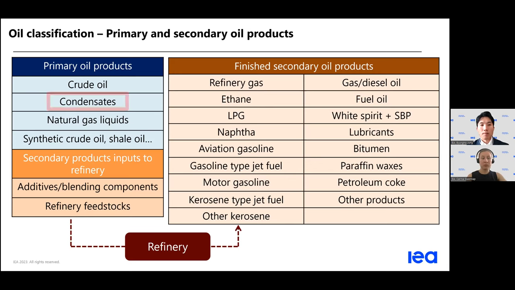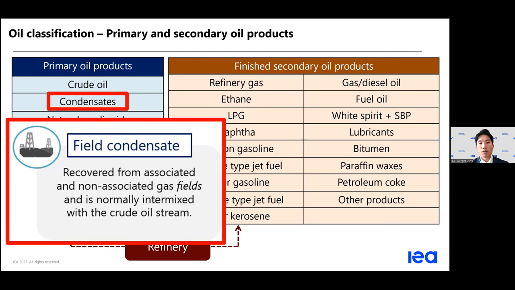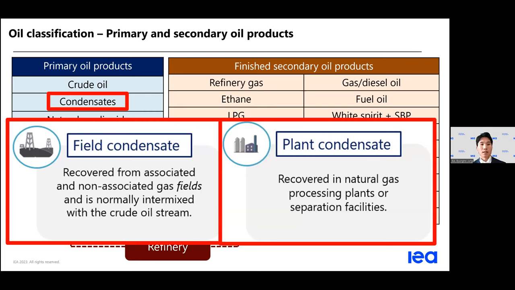Here, I just want to touch upon one product, condensates. We have two types of condensates that we cover in our annual oil statistics. One is field condensate, which is recovered from associated and non-associated gas fields, as we just learned from Noah's presentation before. We regard that as crude oil, so we report this portion under the crude oil column in the oil annual questionnaire. On the other hand, we also have plant condensate that is recovered from natural gas processing plants or separation facilities. In the oil questionnaire, we consider that as NGL, natural gas liquids. So that is a small instruction that I'd like to give you when we report data in our annual oil questionnaire.